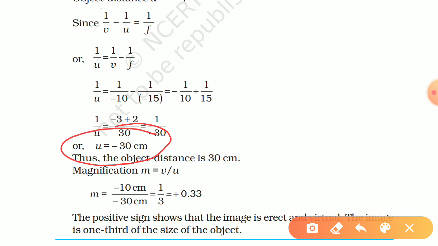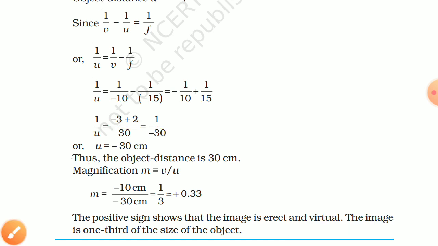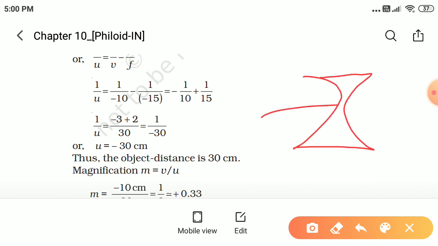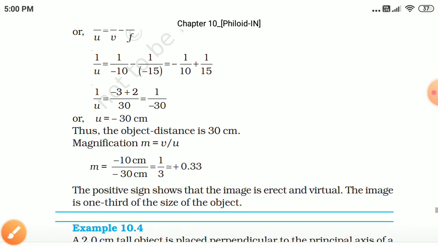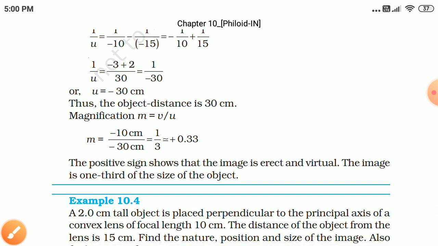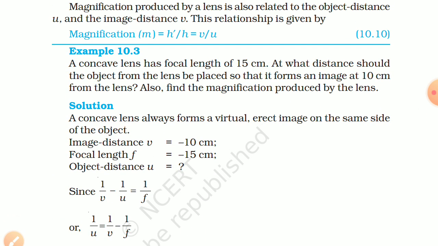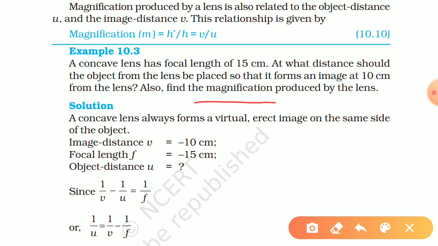This minus sign shows that our object will be on the left side. Okay, this is our lens, so our object will be on the left side of the lens. Thus the object distance is 30 centimeters. Now we have to find the magnification produced by the lens.